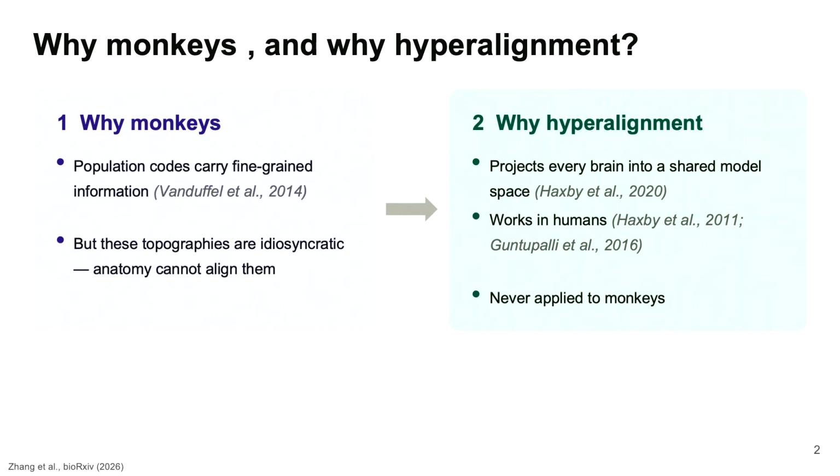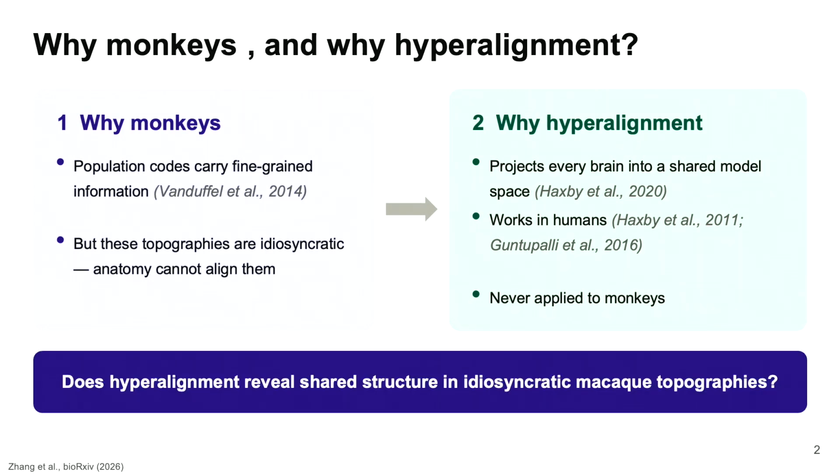Instead of lining up the brain anatomically, it projects each brain into a shared model space learned from the response patterns, usually during naturalistic movie viewing, or from functional connectivity patterns. It works well in humans, but nobody has ever applied it to monkey data. So that's our question today: does hyperalignment reveal shared structure in macaques' idiosyncratic fine-grained topographies?